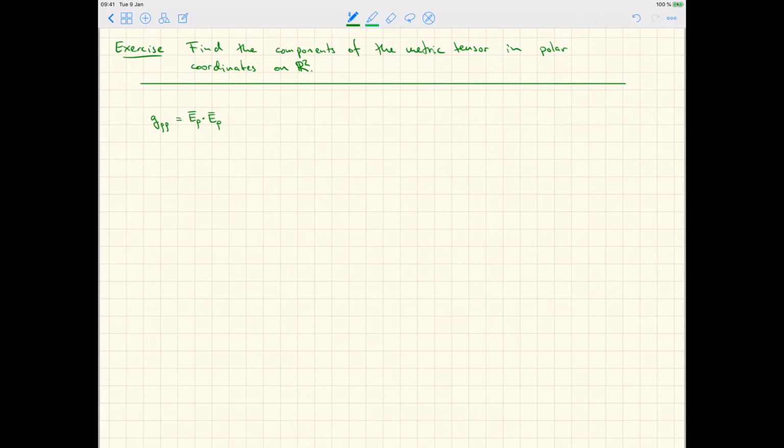with itself. Writing out the expression of e ρ in terms of the Cartesian basis, e1 cosine phi plus e2 sine phi, we find that this is equal to cosine squared phi plus sine squared phi, which is equal to 1.